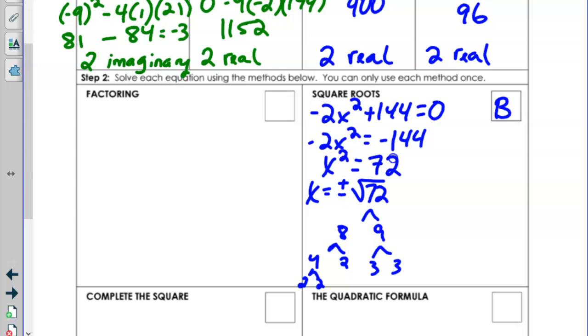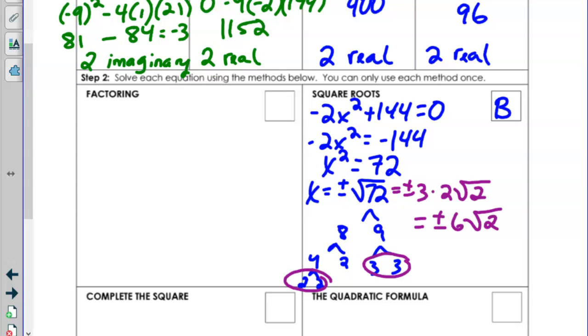And then I look for my buddy pairs. I have a pair of 3s, so they break out and become 1 on the outside. Pair of 2s break out and become 1 on the outside. And then what's left over? 2. Very good. And then what is 3 times 2? Very good. So that one's done.